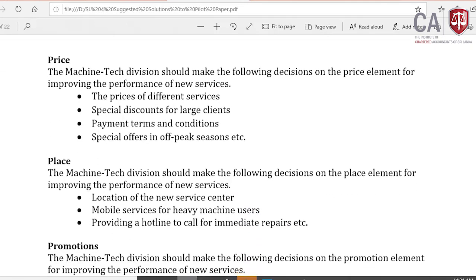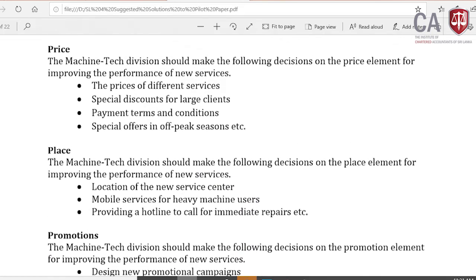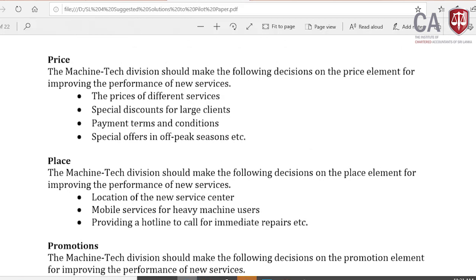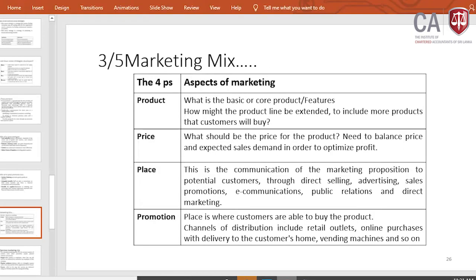Then place. So, what is place actually? So, theory part, place. Place is where customers are able to buy the products, right. Yes, place is where customers are able to buy the product. Channels of distribution could include retail outlets, online purchase with delivery to the customer's home, vending machines and so on.